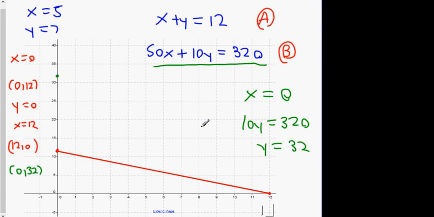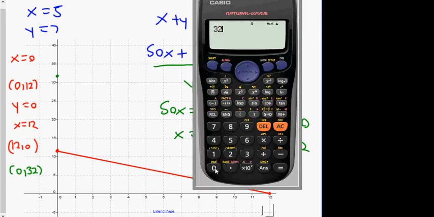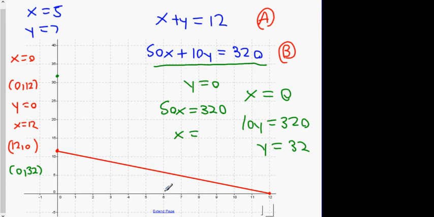Do the same thing again, except this time pick y equals 0. So when y equals 0, what happens? 50x has to be equal to 320. What's 320 divided by 50, anybody? 6.4. Is it? Yeah, I think you're right. Well done. 6.4 is correct. Where's 6.4 located here? Just under halfway.